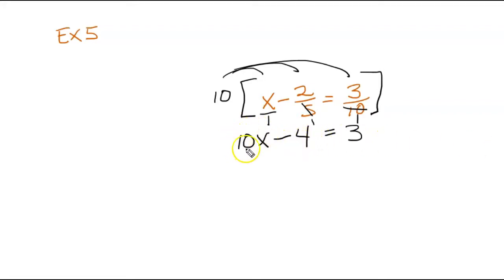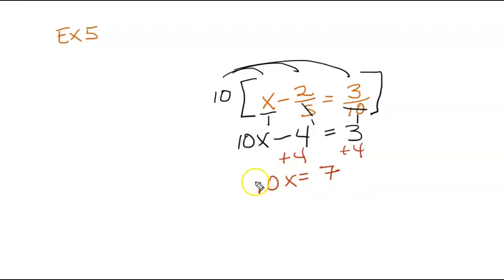I want to isolate the x term. So how do I get rid of that negative 4? Well, I add 4 here, and I add 4 there. So I now get 10x equals 7.